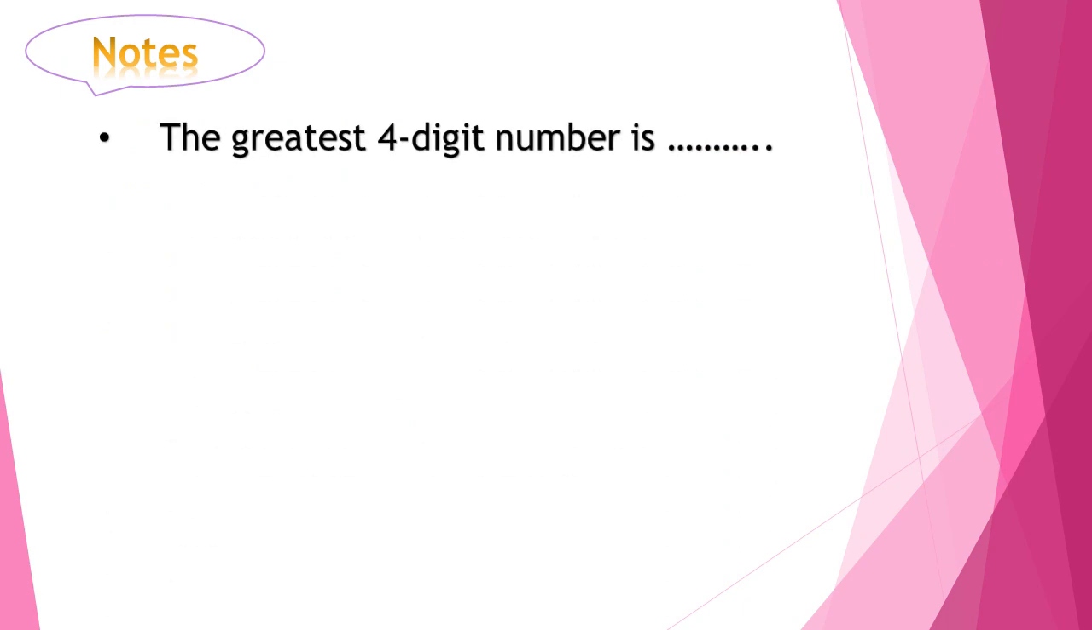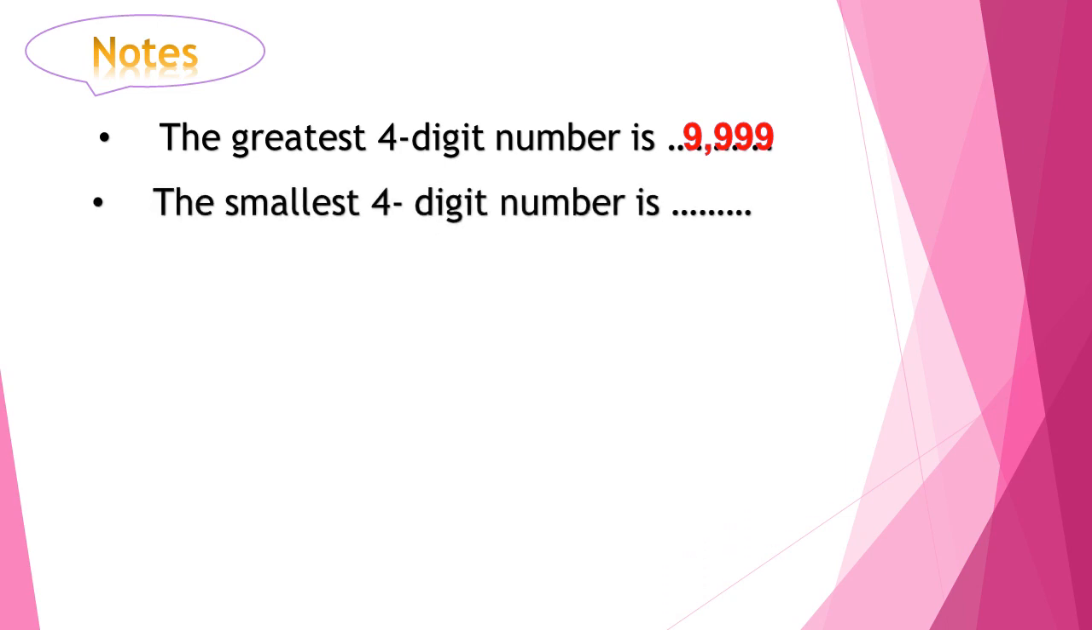We have here some notes. The greatest 4-digit number. We studied before the greatest 3-digit number is 999. Then the greatest 4-digit number is 9999. The smallest 4-digit number, also we studied before, the smallest 3-digit number is 100. Then the smallest 4-digit number is 1000.